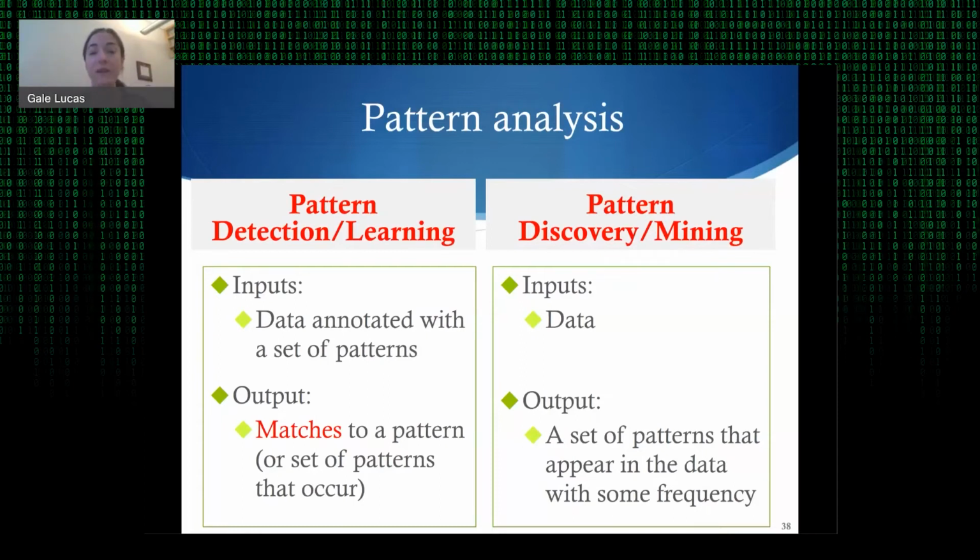So the output will be matches to a pattern. If we gave all the patterns that could possibly exist and we told pattern detection to find when we observe those patterns, then we find matches to the patterns that we gave it, that we annotated for. Or we could have some data set where we identify where all these instances of the pattern occur, and then give that to the pattern learning algorithm. In pattern discovery and mining, we just give it the data, just like in clustering, and clustering spits out a cluster, and we have to make sense of the clusters. Pattern discovery and pattern mining tell us, here's your patterns, and we as data scientists have to make sense of the patterns and what they mean.